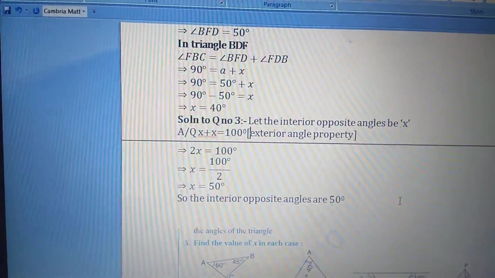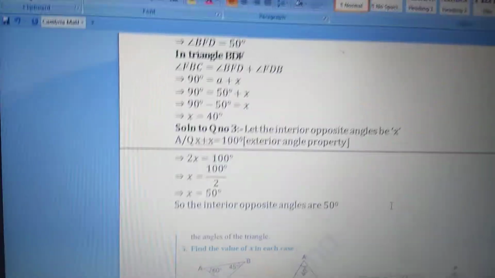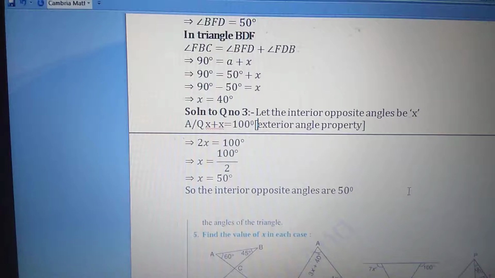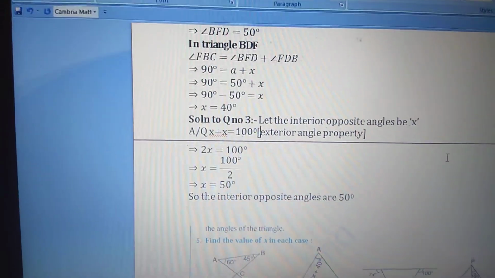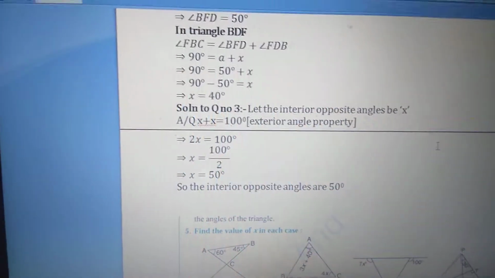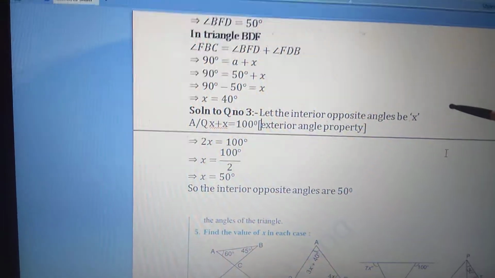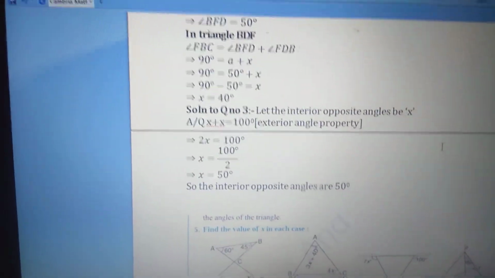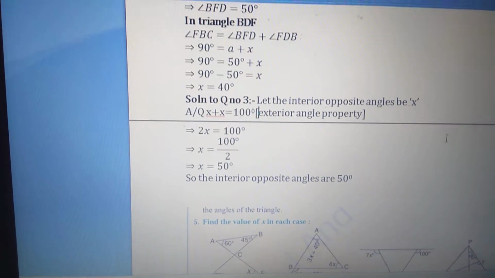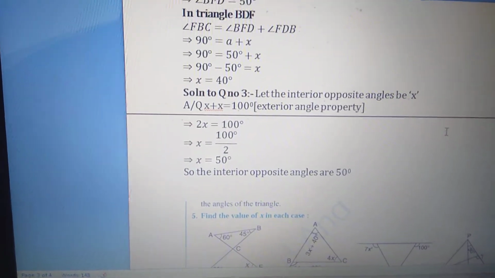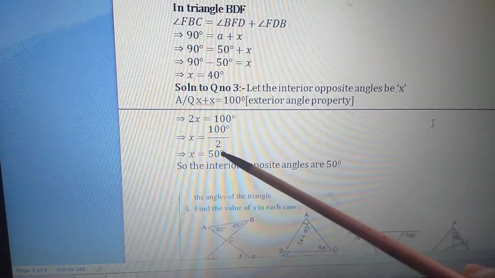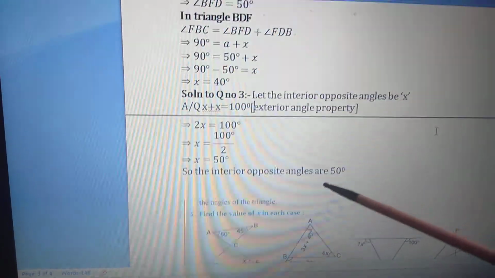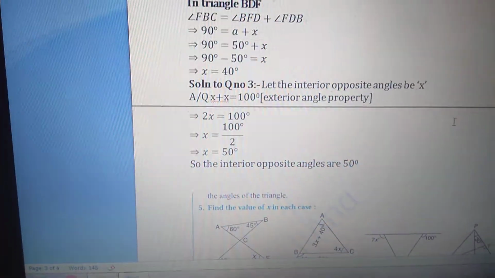Clear? Now I am going to question number 3. Look at question number 3 in your book. One of the exterior angles of a triangle is 100 degrees and the interior opposite angles are equal. Find the two angles. So let the interior opposite angles be x. According to the exterior angle property, the sum of interior angles equals the exterior angle. So x plus x equals 100. We solve and get the value 50. So the interior opposite angles are 50 degrees.